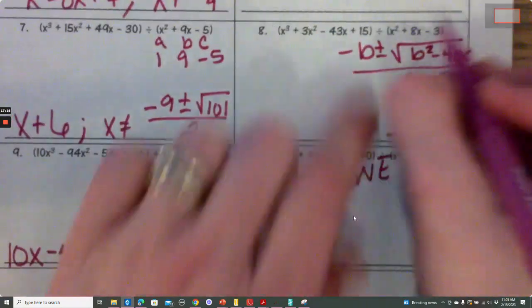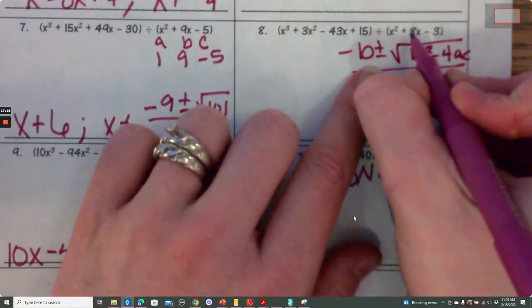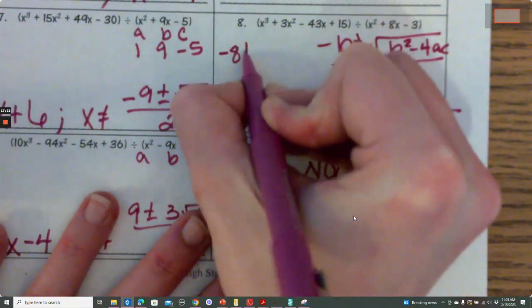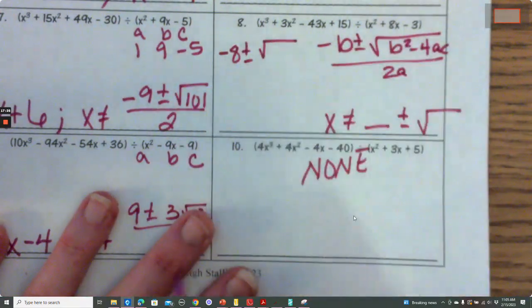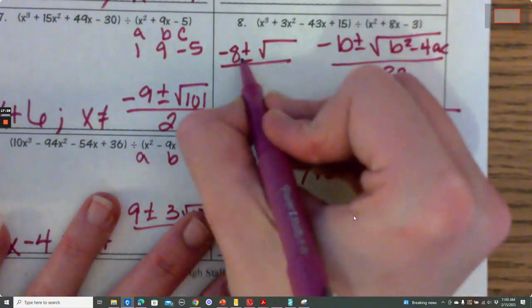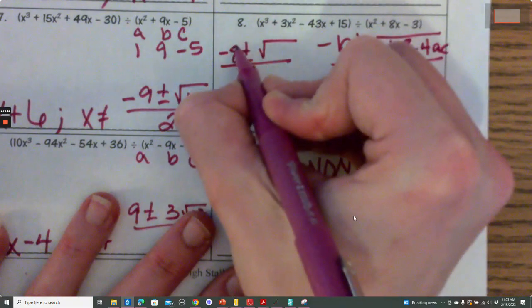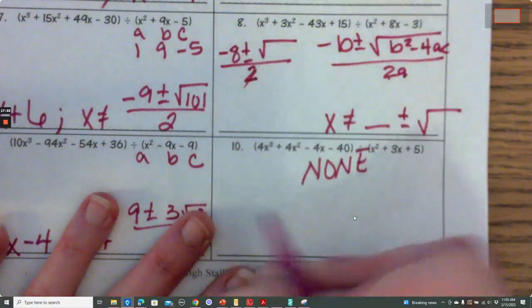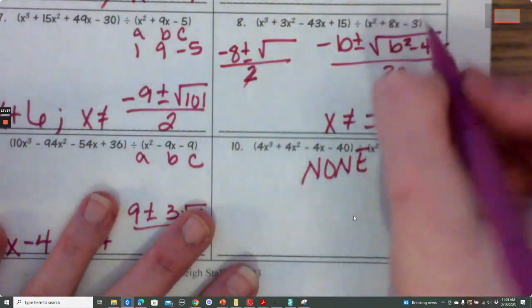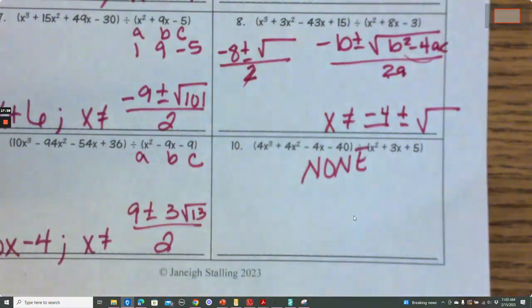Okay, look at it this way. The B value is an 8, right? So you're going to have negative 8 plus or minus whatever's underneath the square root, divided by 2 times A, divided by 2. This negative 8 and this 2 are going to cancel to a negative 4. All you have to find is what's underneath the square root.